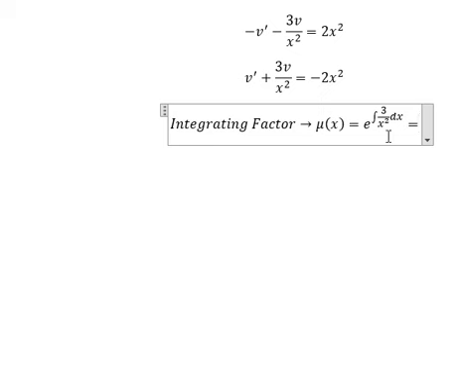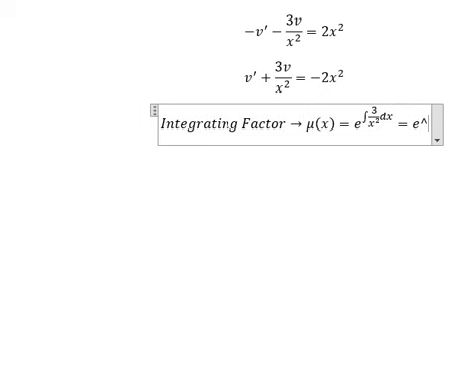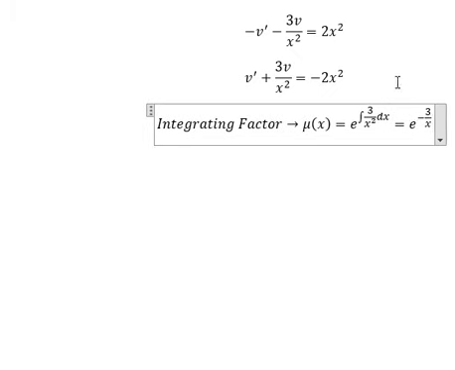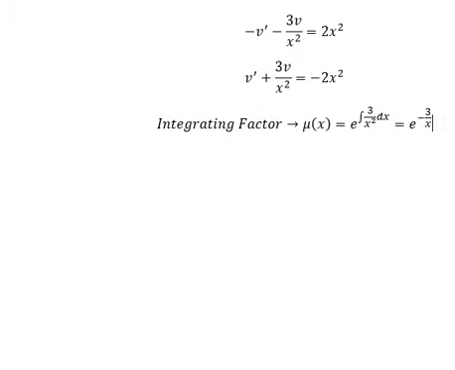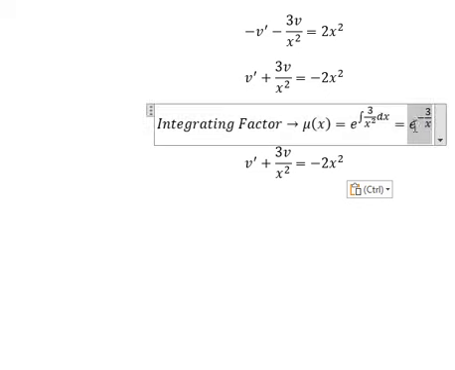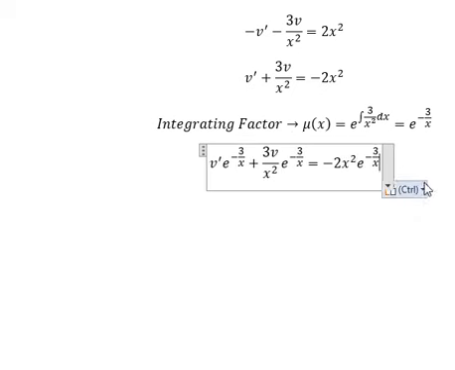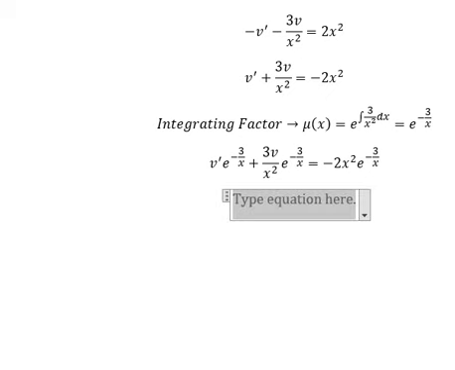So the integration of this one, we have e to the power of negative 3 over s. That means we multiply both sides by this one. Next, we put the integration for both sides.